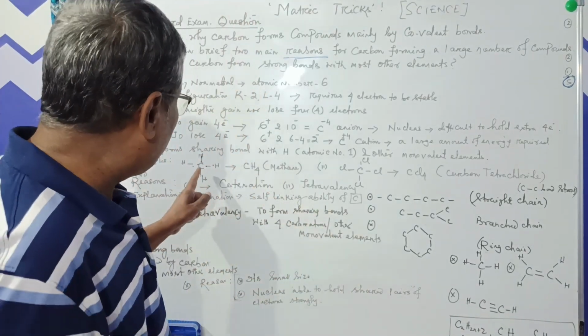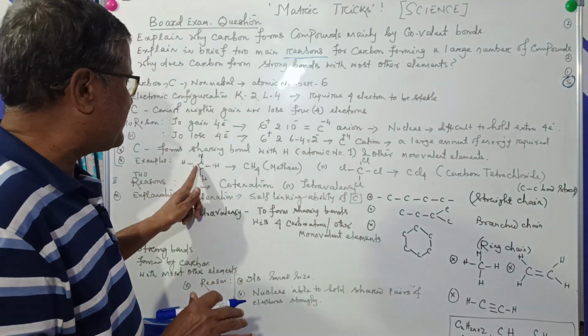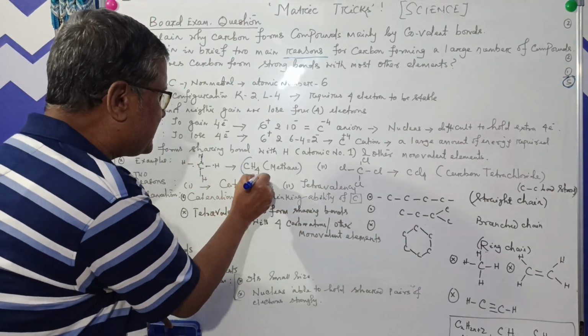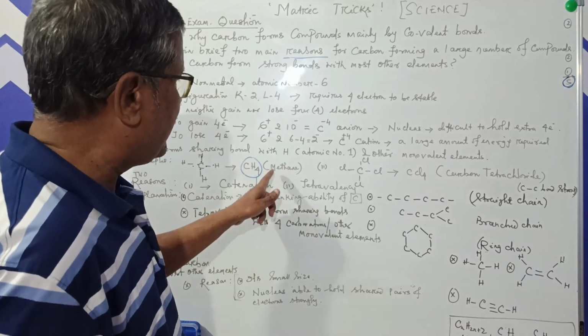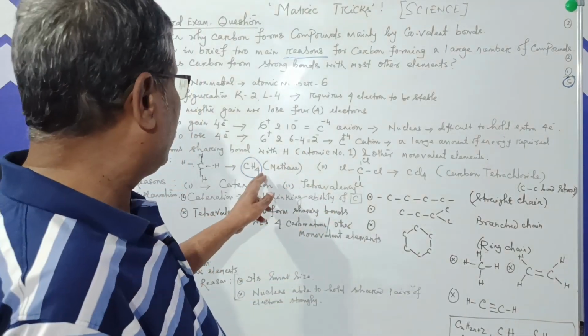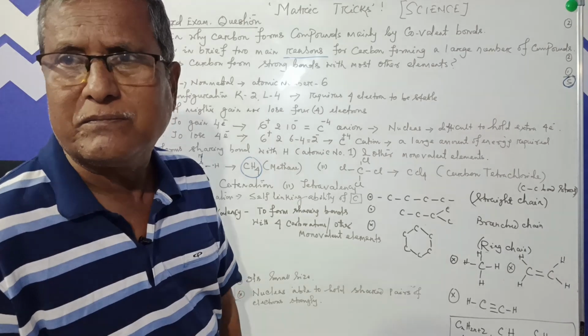So hydrogen is the best friend of carbon, and that compound, you see, CH4 is the molecular formula, and its common name is methane. Okay, and it is called a hydrocarbon.